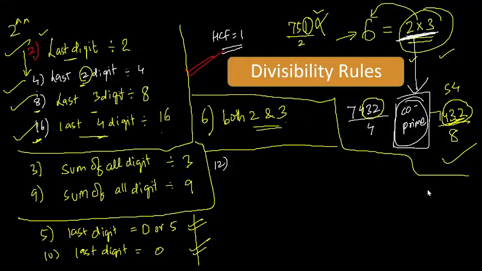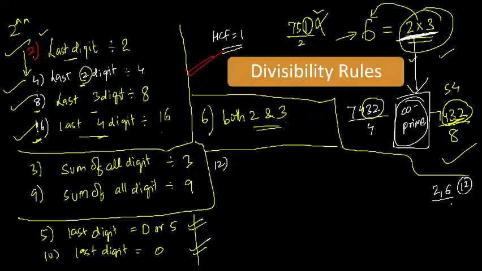2 and 6 will work or not? Good one. 3 and 4 is right. But will 2 and 6 work? No. We cannot say that if a number is divisible by 2 and 6, that it must be divisible by 12.